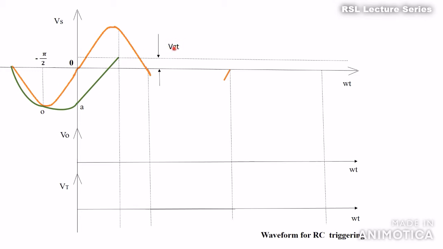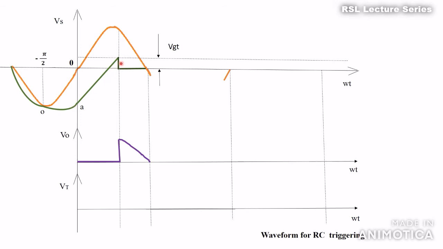Already the SCR is forward biased during the positive half cycle of the supply voltage. Now the SCR will get triggered, so the supply voltage will appear across the load. This is the voltage across the load when the SCR is conducting.